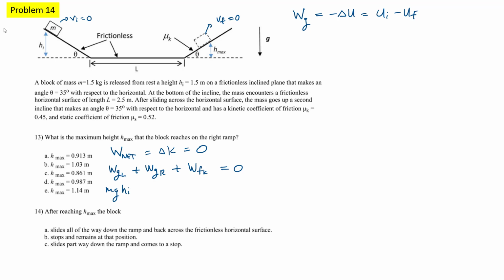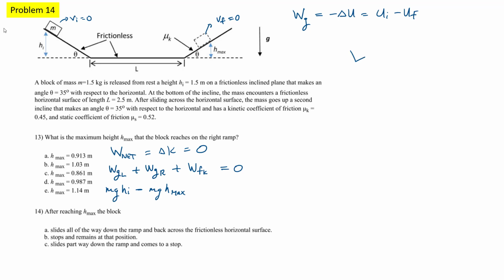And what about on the right-hand ramp? Well, on the right ramp, you're going from someplace low toward a high place. So for that right ramp, the initial is 0, so this term is actually negative, and it's mgh max. Okay, so that's it for that term. What about the work done by friction now?